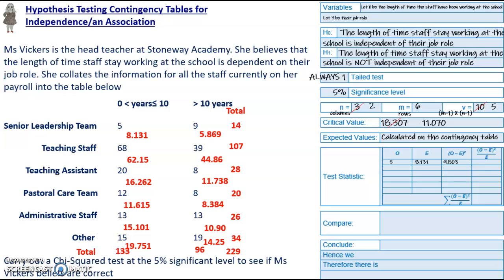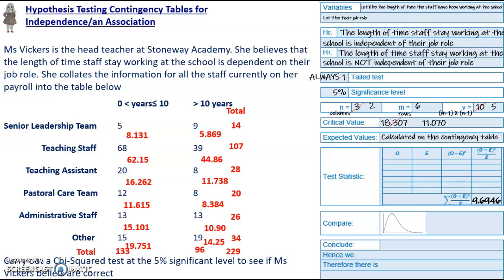Then I'm going to calculate my test statistic. So I'm going to say my observed value here was 5, my e-value here was 8.131. If I work out the difference squared, I get 9.803. And then dividing that by my expected value gives me 1.206. And I'm going to do that for each of those 12 numbers on the table. I'm then going to add them all together. So this final column here, 1.206, 1.670, etc. I'm going to add them together, and that gives me 9.6946, and that is my test statistic.